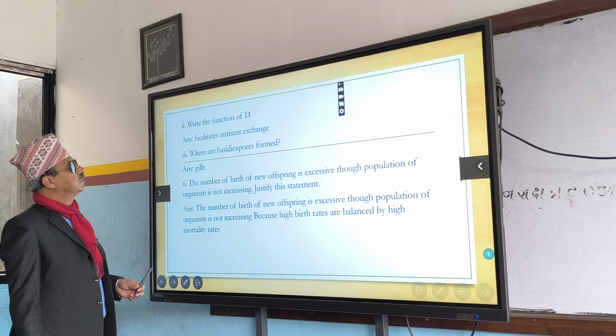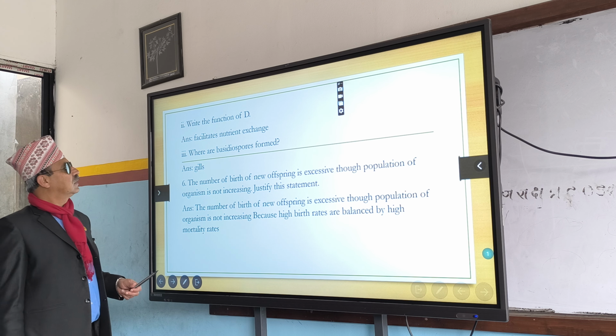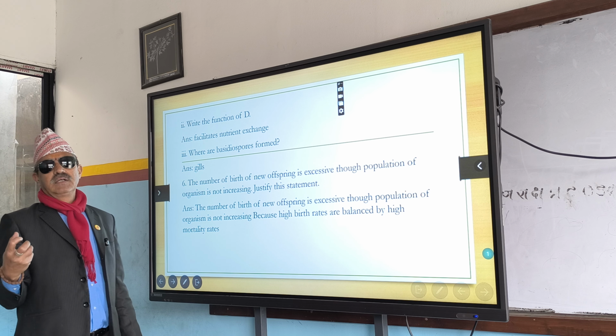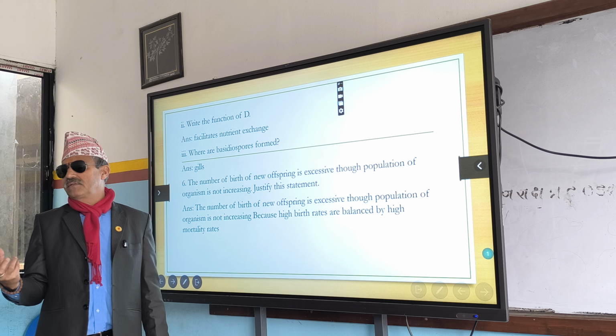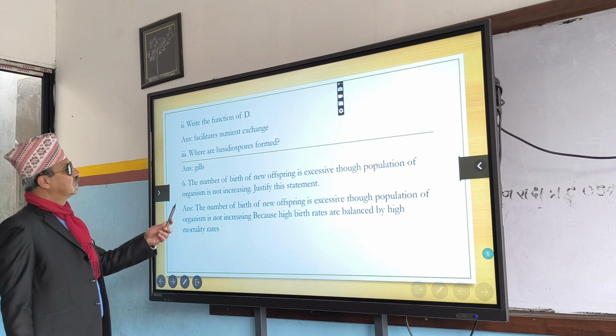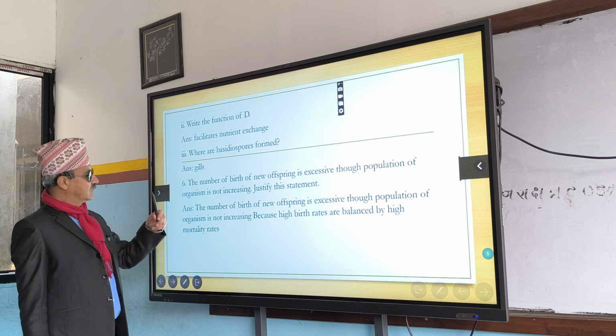Write the function of D. Mycelia facilitates nutrient exchange. It helps to absorb the decaying matter for its survival. Where are basidiospores formed? They are formed in gills.